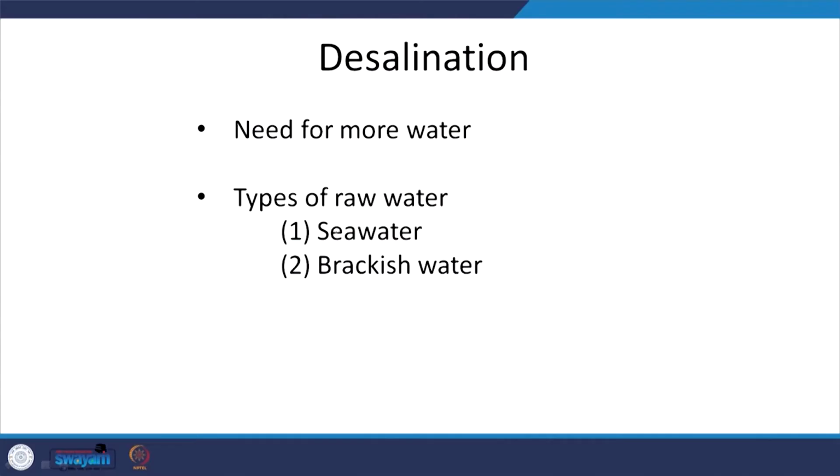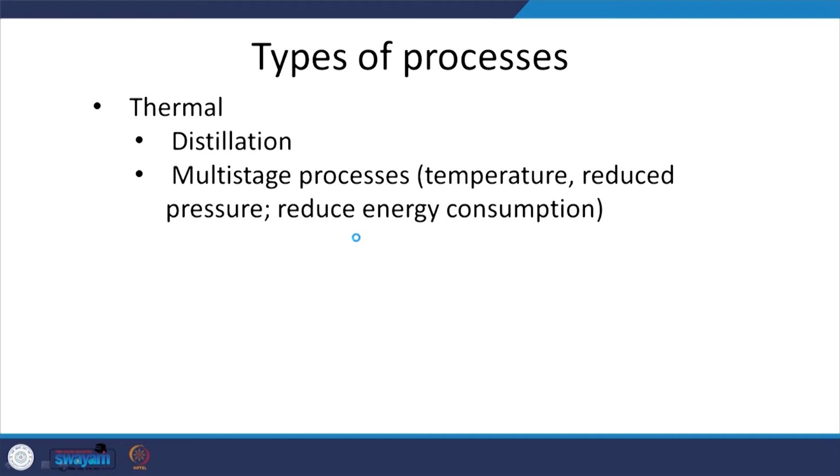So, the need for more water, and what are the types of raw water? Sea water or brackish water, which has relatively less ionic strength. So, there are different types. One is thermal distillation. This is something that people would have come across. Distillation is typically energy intensive, you need a source of heat so that you can convert the water into water vapor, and then as you pass it through, the relevant salts are not going to be converted into the gaseous phase, they are going to stay as solid.